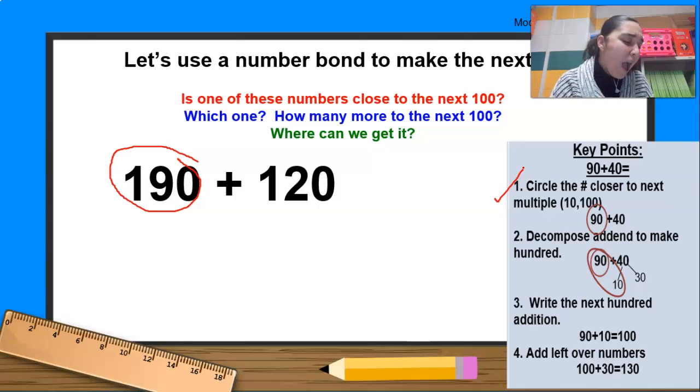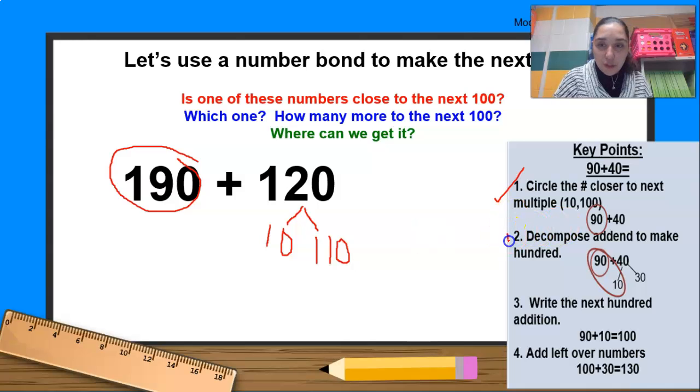And think, how many more do we need to make 200? Get ready. Yes, 10 more. Now tell me, where can we get those 10 from? Get ready. Yes, from 120. That's a great idea. So let's decompose the other add-in to make 100. So I can break it apart and I can write 10 on one side and 110 on the other side. So this is one part, this is the other.